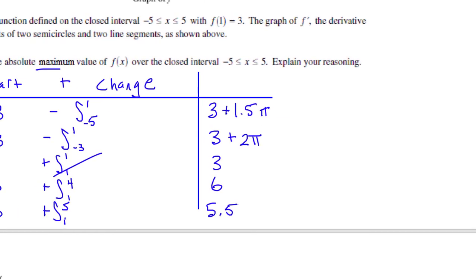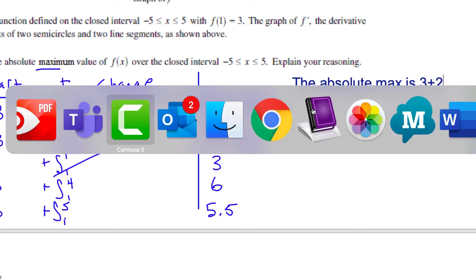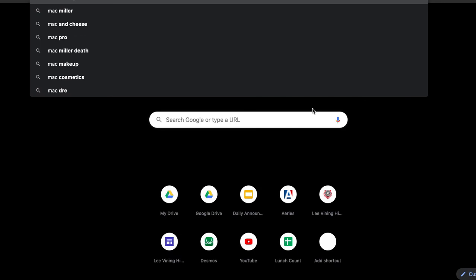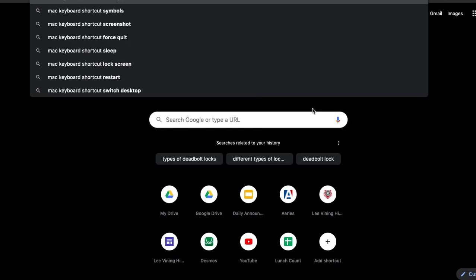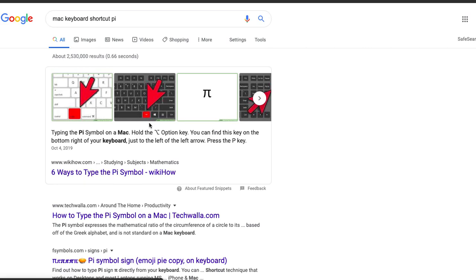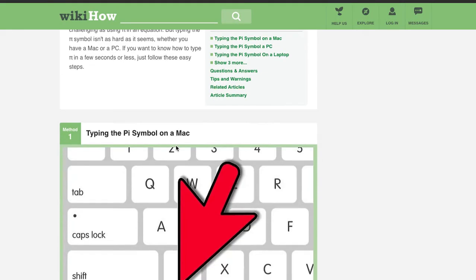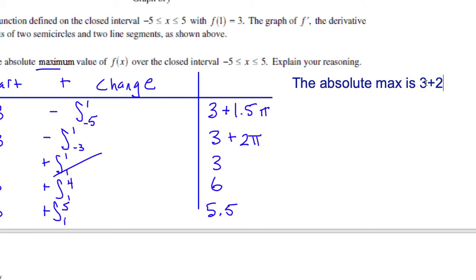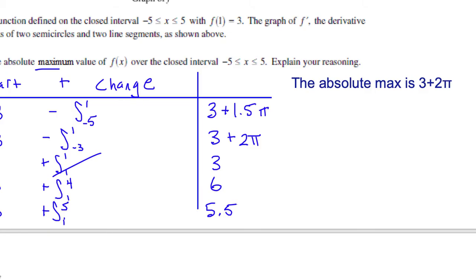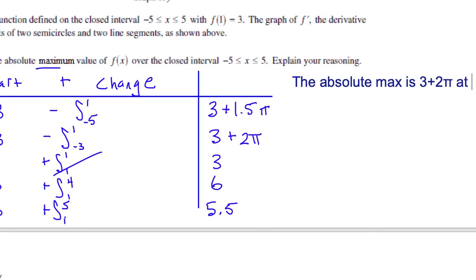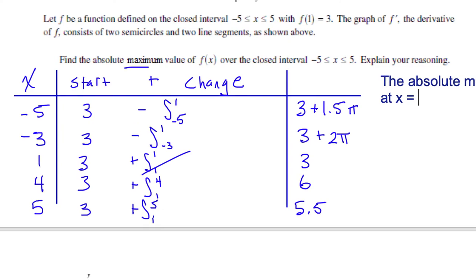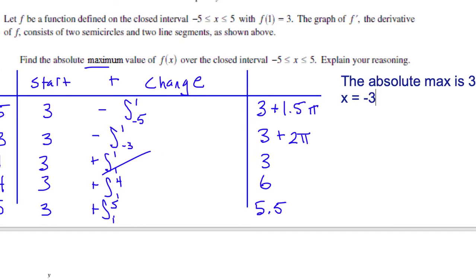And we have to type it out. I don't know if I have the ability to, does anyone know the keyboard shortcut to type in pi? The absolute max is 3 plus 2. Okay, hold on. I need to know this because I'll eventually look this up later. Mac keyboard shortcut pi. Yes, option key, option what though? Option P, really? It's that easy? 2, option P? Oh, that's so nice. Okay, I can remember that pretty easily. And that happens at x is equal to negative 3. Negative 3. Cool. There's our final answer.